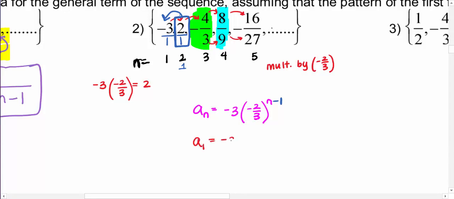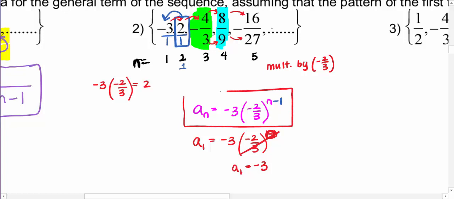A sub 1 would be -3 times -2/3 to the 1 minus 1. I'm ahead of myself here. 1 minus 1 is 0. -2/3 to the 0 is 1, which leaves me -3 times 1, or -3. That's my first term, so this works. Again, there is a formula if you know that a sequence is geometric, but if you understand that repeated multiplication becomes a power, you'll probably be okay.